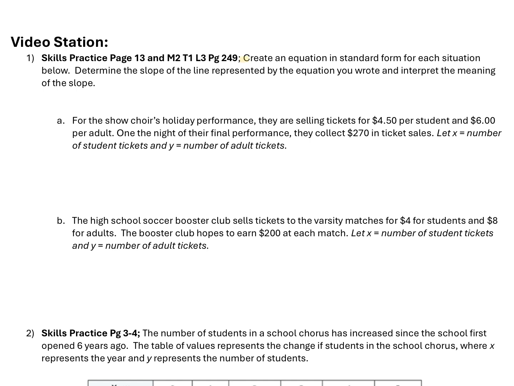So I need to create an equation in standard form, make sure it's in the right form. I need to determine the slope, and I need to interpret the meaning of the slope. So we make sure we do that every time. So for the first one, for the show's choir performance, they are selling tickets for $4.50 per student and $6 per adult. One night of their final performance, they collect $270 in ticket sales. X is the number of students and Y is the number of adults.